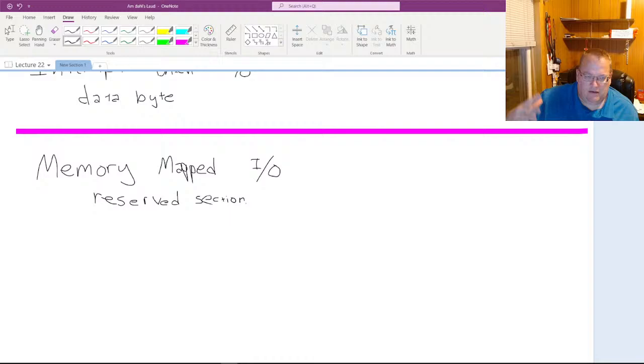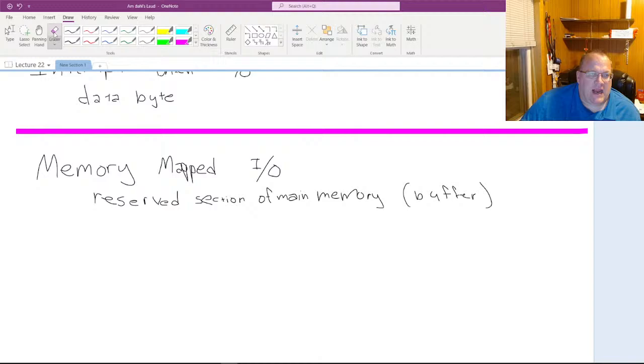We don't know how much. It could be a lot. It could be a little. It depends on the system. Reserved section of main memory. And this would be used as a buffer. Actually, I'm going to cross out the word main, because it doesn't have to be main. It's just some memory somewhere.